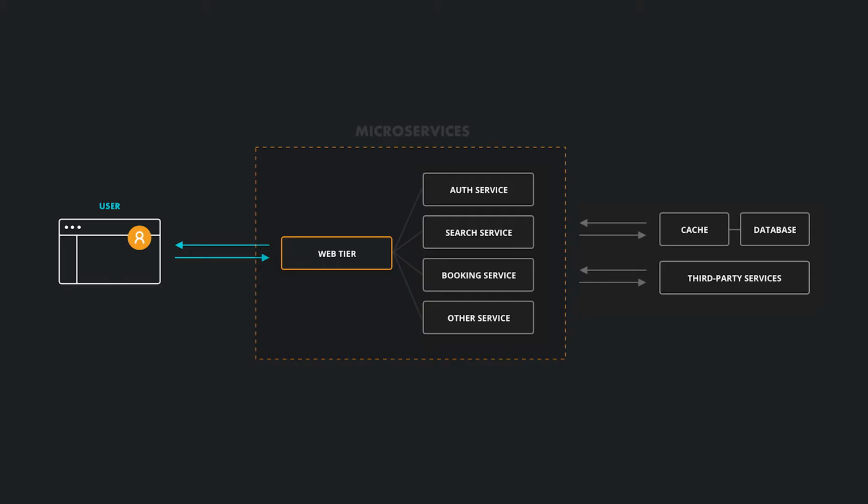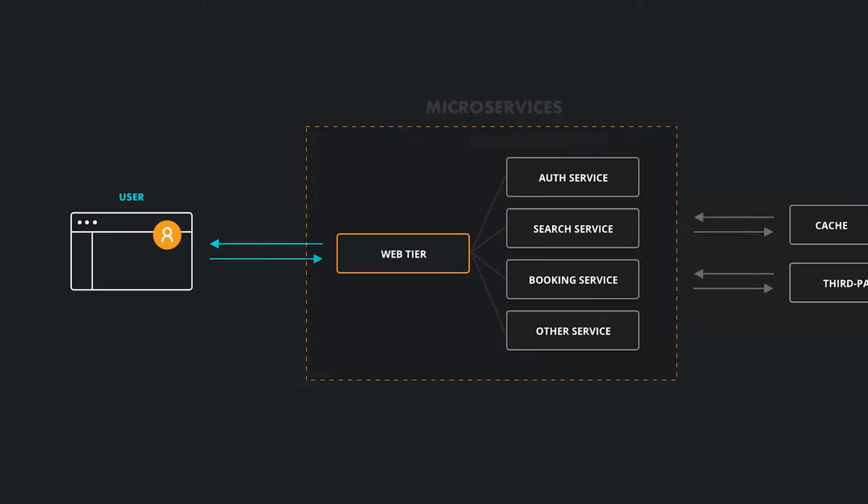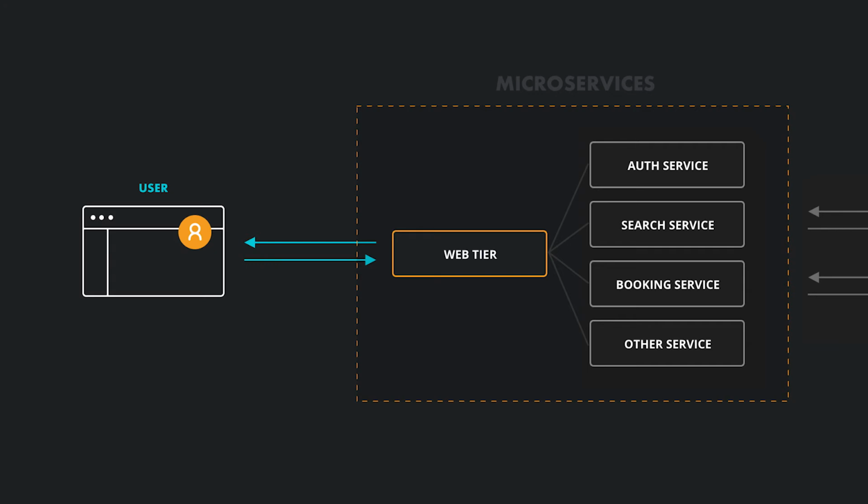So we'll start at really the web tier. The web tier is almost like your edge router if you're a network person, but it's the application that your users are actually interacting with and making their HTTP web requests to.